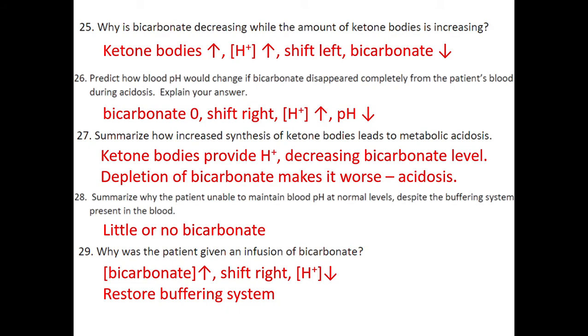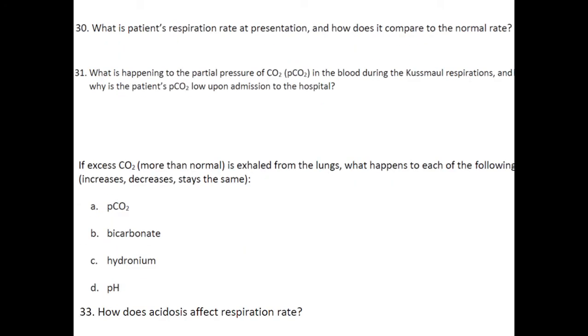Part 3 will mainly be about blood pH and respiration rates, which we have already talked about in one of the previous cases. So we are going to review all those questions again. Question number 30. What is the patient's respiration rate at presentation, and how does it compare to the normal rate? Respiration rate is high, higher than normal. How do we call that? When the patient has a respiration rate higher than normal, we call it hyperventilation.